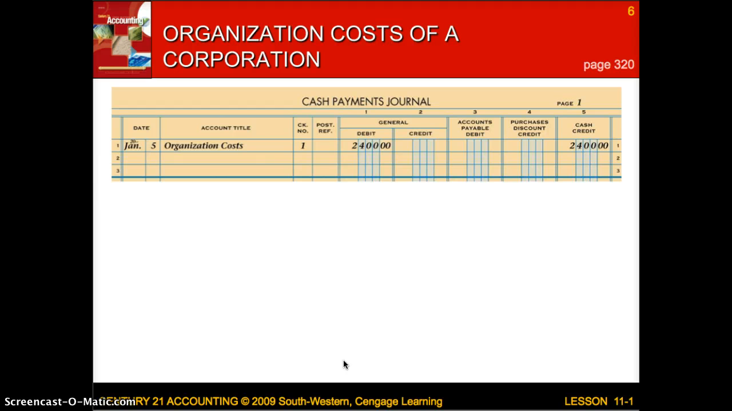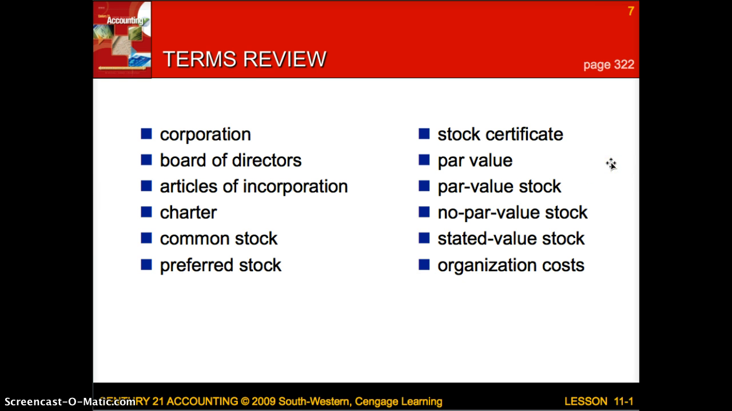the paperwork you need to do in order to get it set up. So you might have an attorney fee. And other incidental expenses incurred prior to receiving a charter. So just different things that happen because you're trying to get your corporation set up will go under organization costs of a corporation. It will go in your general debit underneath organization costs and a cash credit.